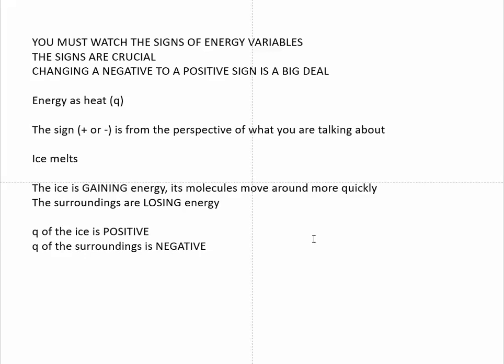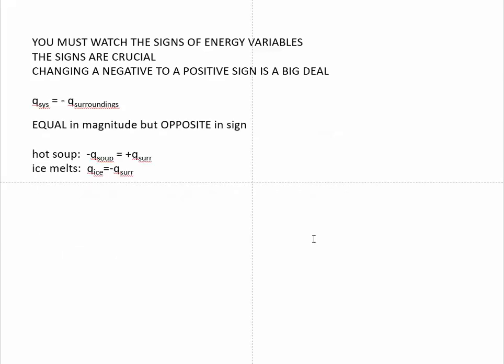So this is the summary. Ice is gaining energy. The surroundings are losing it. Q of the ice is positive. Q of the surroundings is negative. You have to watch these signs. It is so important.